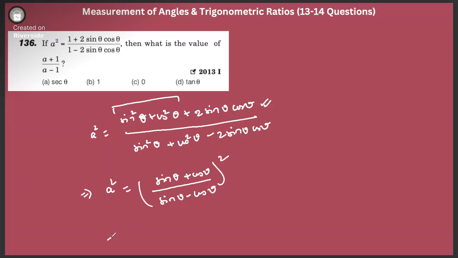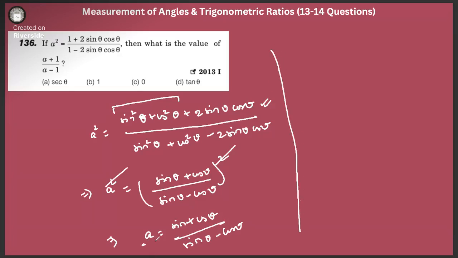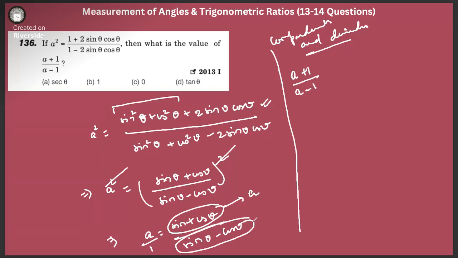Yes, sir. So we can simply remove these two squares from both hand sides to write sine theta minus cos theta. There is something called compoundendo and dividendo. So what we do in that, we need to find a plus 1 divided by a minus 1. So from here, we conclude that a is this particular value and 1 is this particular value.